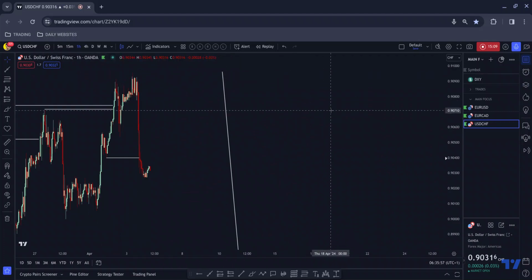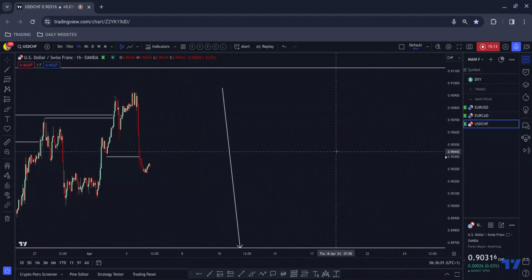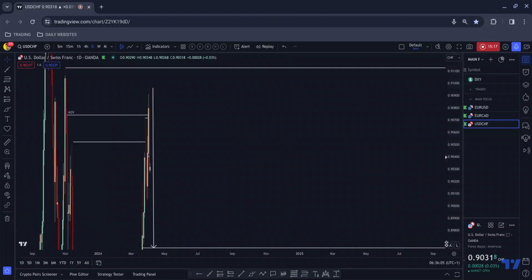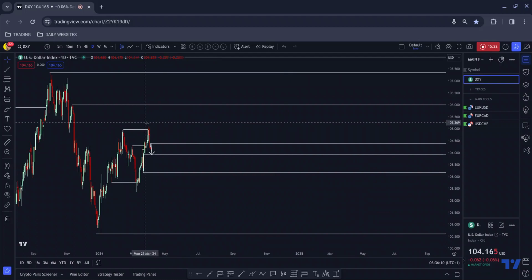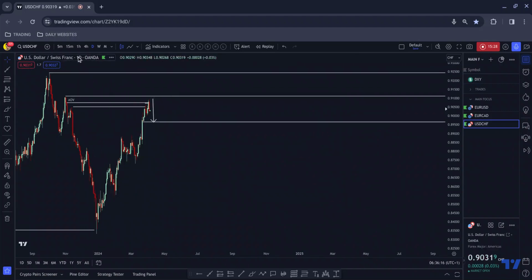So if euro dollar is moving to the upside, okay, which would imply euro strength against dollar weakness, then it's likely that dollar Swiss is moving to the downside, especially given how in alignment with the DXY it looks. You can see the DXY, the dollar index, selling off from an area of value. So it's likely that we will get some kind of sell-off from dollar Swiss as well.